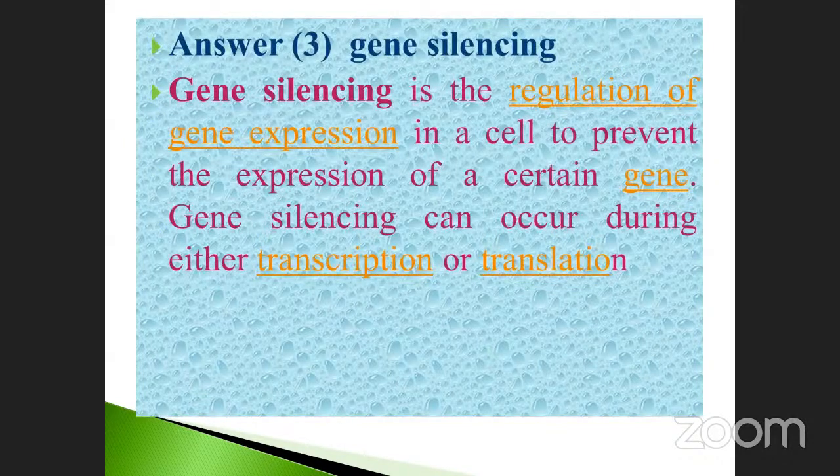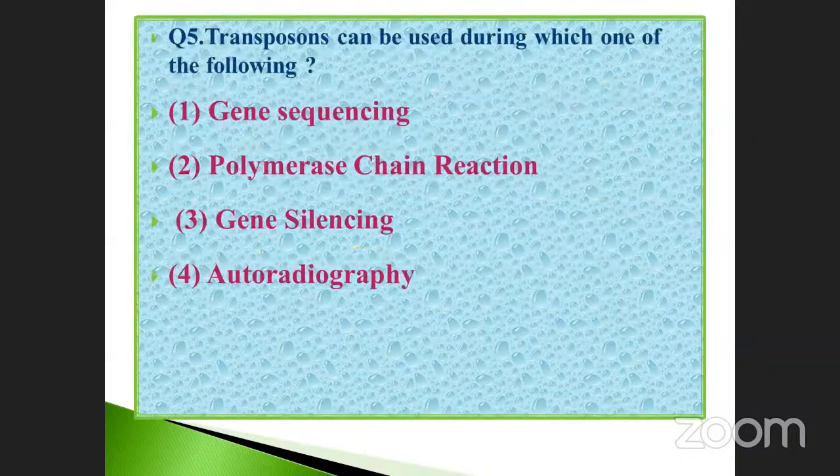see that one, gene silencing. What is gene silencing? Gene silencing is the regulation of gene expression in a cell to prevent the expression of a certain gene. Such a process is called gene silencing. One gene suppresses another gene. Already we studied. So here is also very, very important. Gene silencing can occur during either transcription or translation. See that one, what is the question? Transposons can be used during which one of the following? Gene silencing, also related to transposons. Already we discussed.